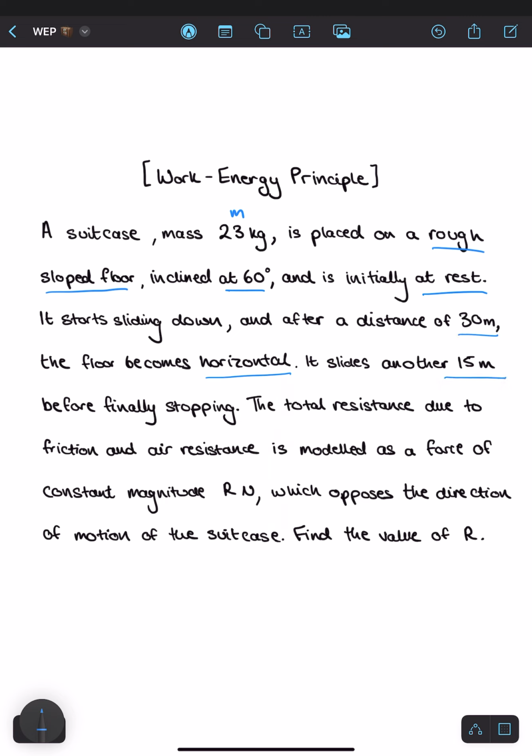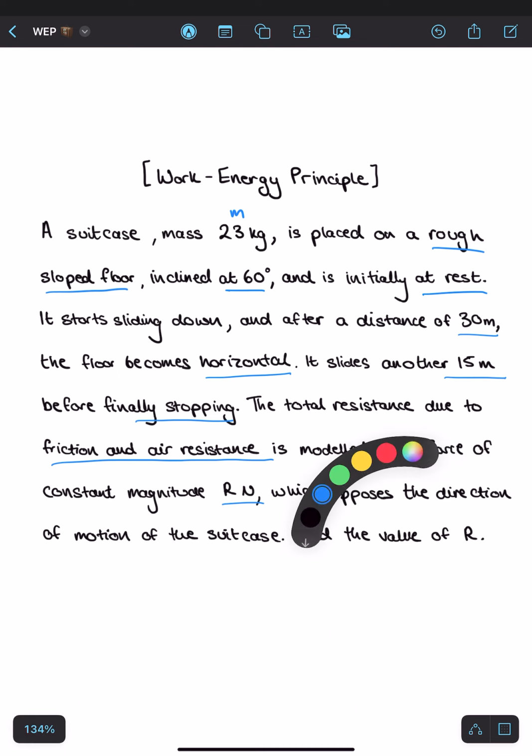It slides another 15 meters before finally stopping. The total resistance due to friction and air resistance is modeled as a force of constant magnitude of R newtons, which opposes the direction of motion of the suitcase. Find the value of R. So, in these questions, it always helps to draw a diagram with all the information you've been given.